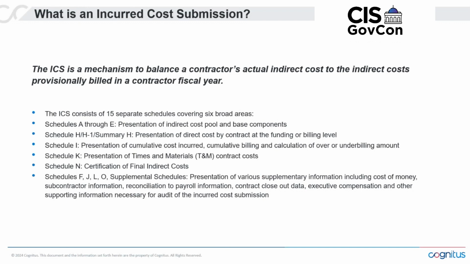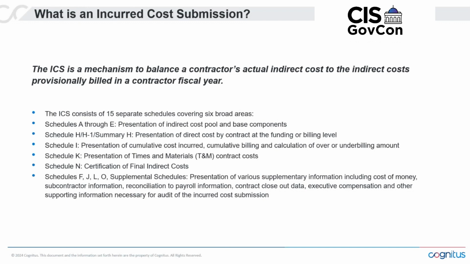But roughly, schedules A through E are a presentation of the indirect cost pools and base components. From an SAP perspective, your indirect cost pools usually translate to cost centers or cost center groups, and your base components are cost directly posted to projects or WBS elements. Schedule H is a presentation of direct cost by the contract, and that normally is cost that's directly posted to a project/WBS element.